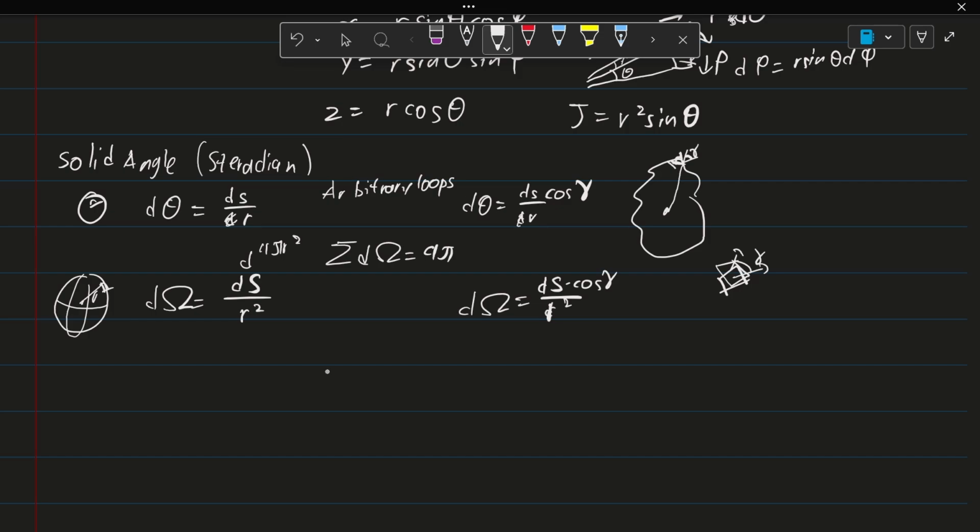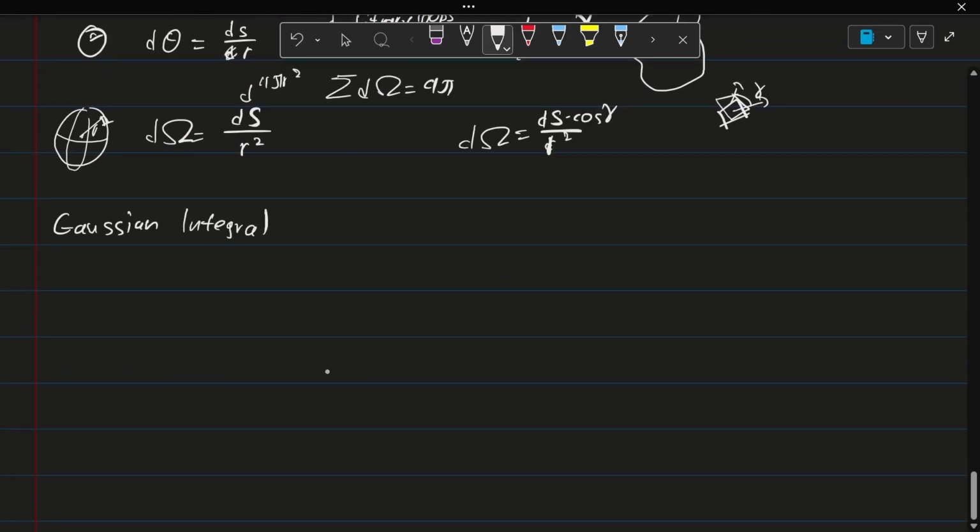Finally, I come to the point where I need to fulfill my promise of talking about the Gaussian integral. So here's the idea. Let's say the Gaussian integral is defined to be I of a, which is the integral from 0 to infinity of e to the power of negative a x squared dx. So what does it mean if it is related to multivariable calculus?